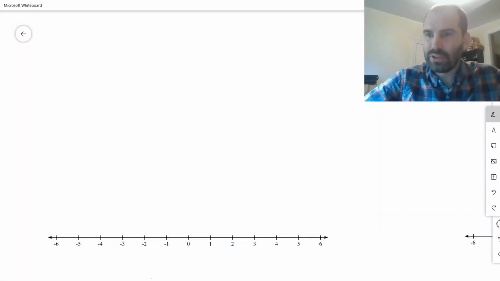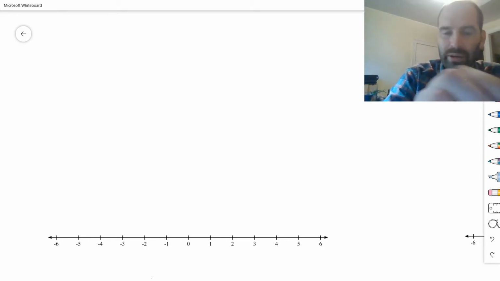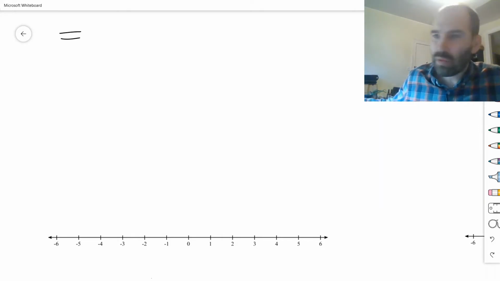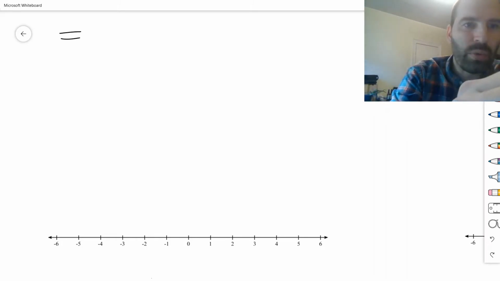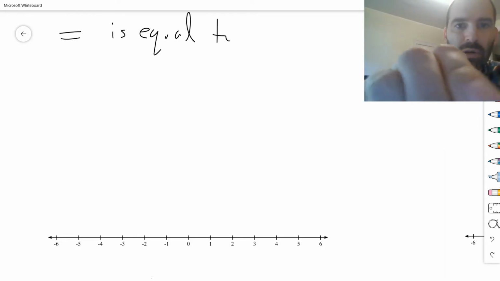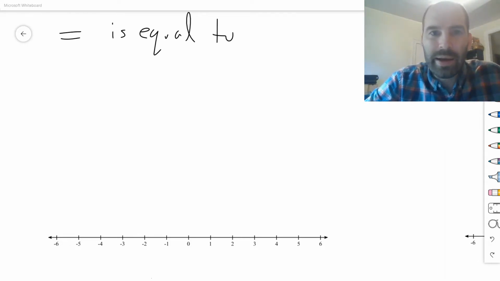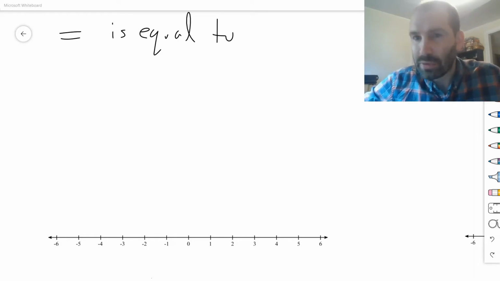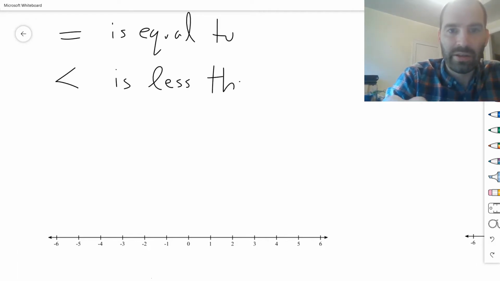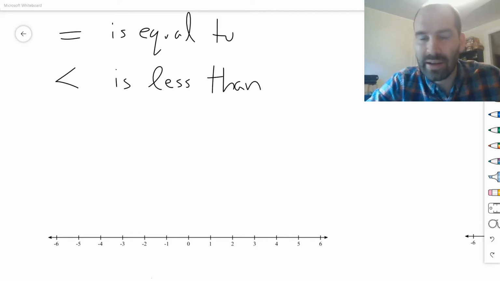First of all, let's remind ourselves about equality. You know this already, but let me put it down here for completeness. If I write this symbol, you know what that means. That means is equal to. Now, when I said that my salary is less than Susan's, well, that's another one. Is less than. That's the less than sign.